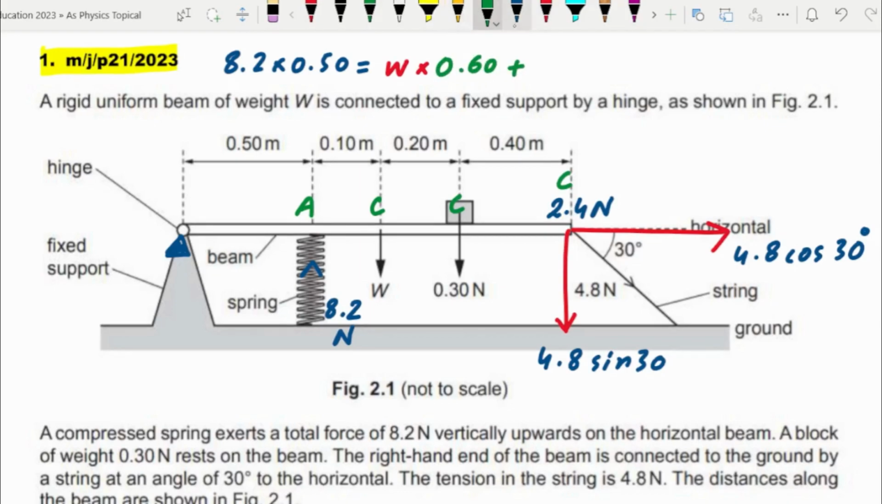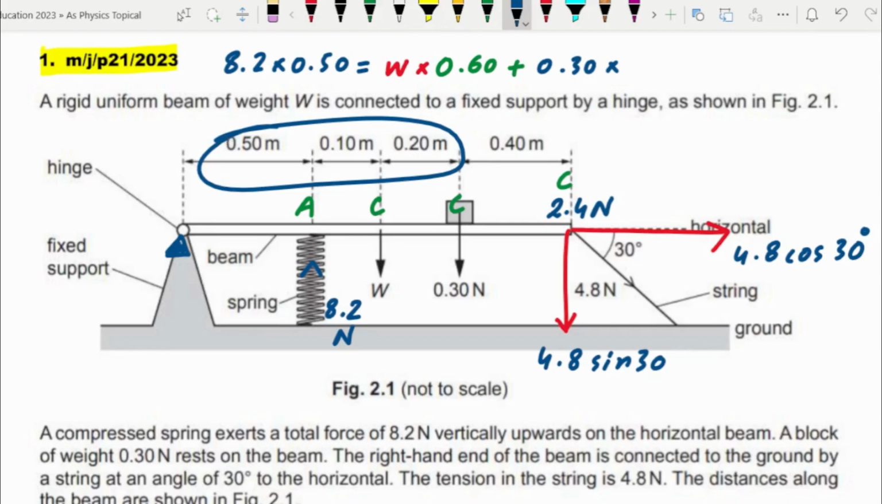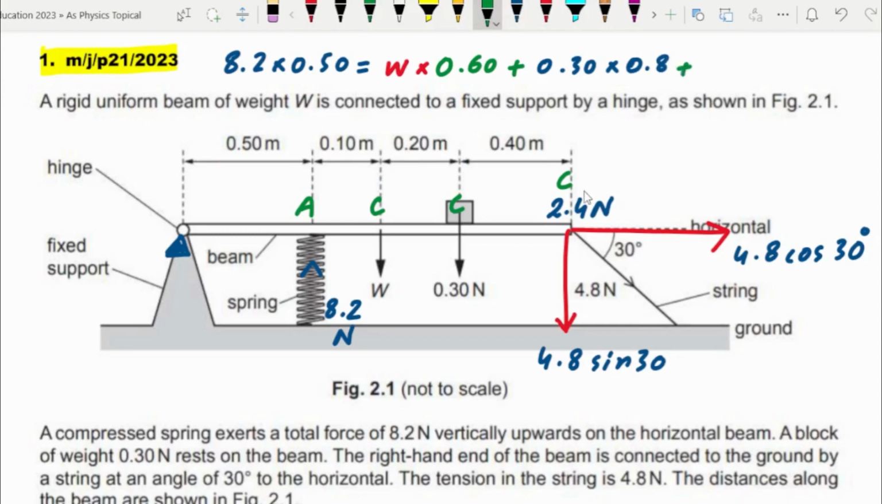plus there's another force that will rotate it clockwise, 0.30. So 0.30 times the perpendicular distance of this force from the pivot, 0.6 plus 0.2, which would be 0.8. So 0.3 times 0.8 plus the last one is 2.4.